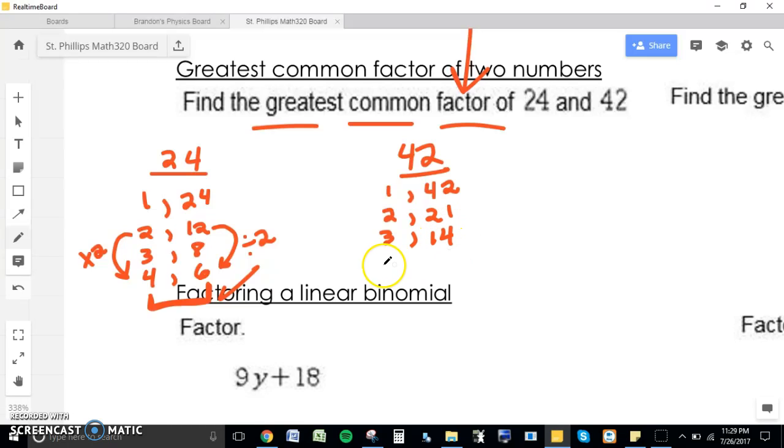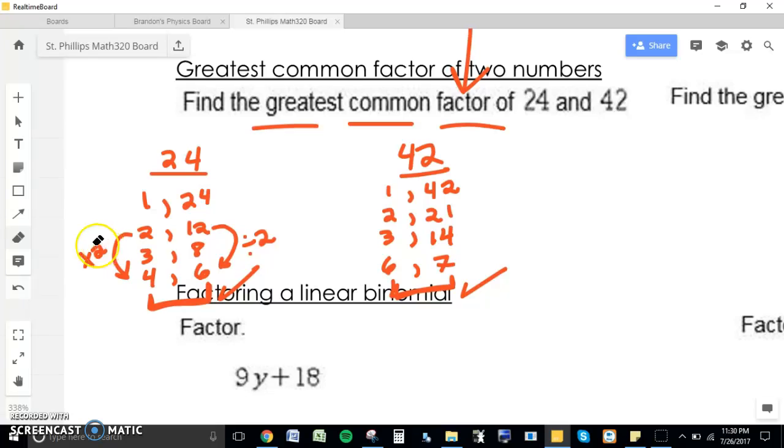14. What about 4? Well, no, because if I double 2, I get 4, but I can't cut 21 in half because that won't give me a whole number. So 4 doesn't work, 5 doesn't work. What about 6? Oh, well, yeah, if I double 3, I get 6, and if I cut 14 in half, I get 7. Right? This is the same thing I talked about, times 2 divided by 2. It's a nice little pattern to make your life a little easier. And then 6 and 7 meet in the middle. There's nothing in between, so we know we found all the factors of 42.